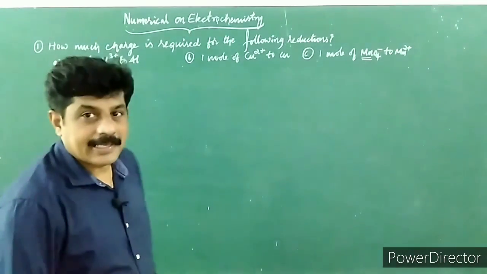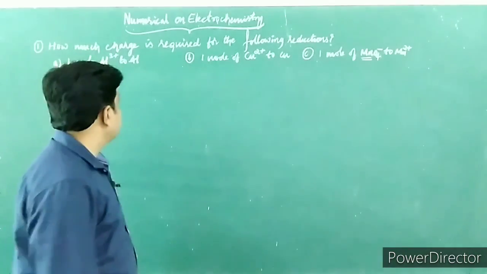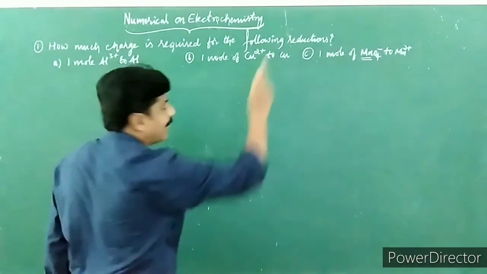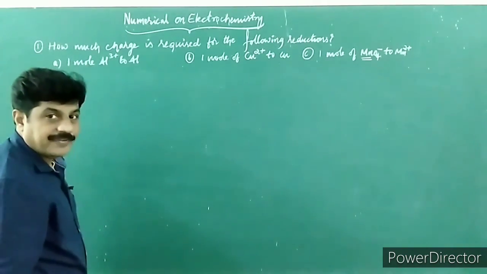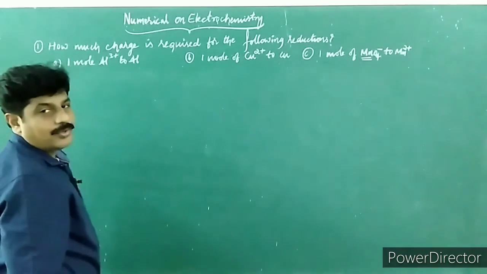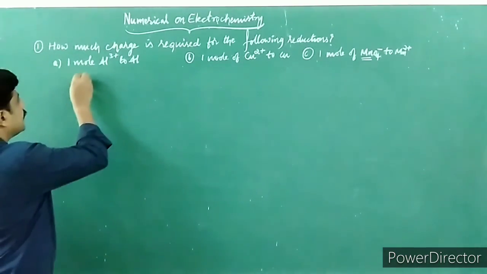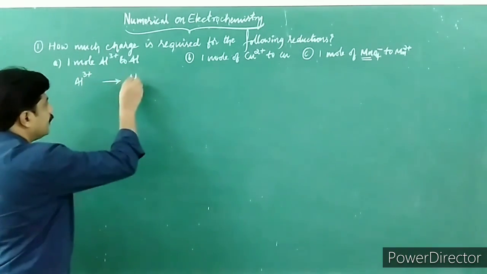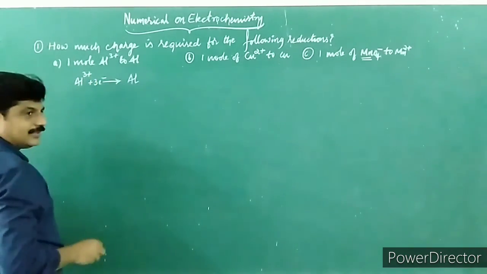Children, let me take up some of the numericals on the unit electrochemistry. The first one: how much charge is required for the following reductions? Let me take up number one, 1 mole of Al3+ ions to aluminium. Look at here, children, Al3+ is reduced to Al. I need 3 moles of electrons.